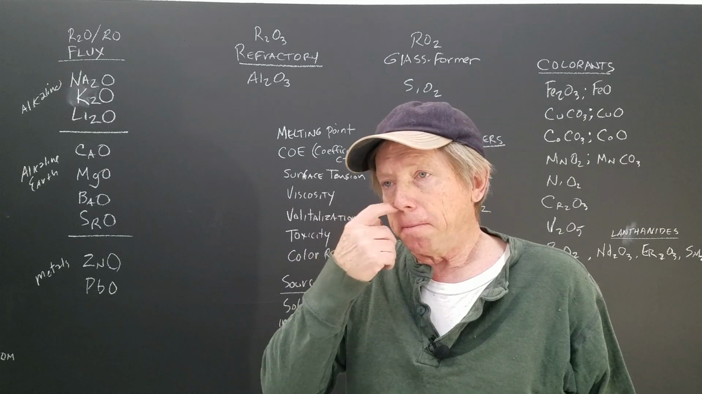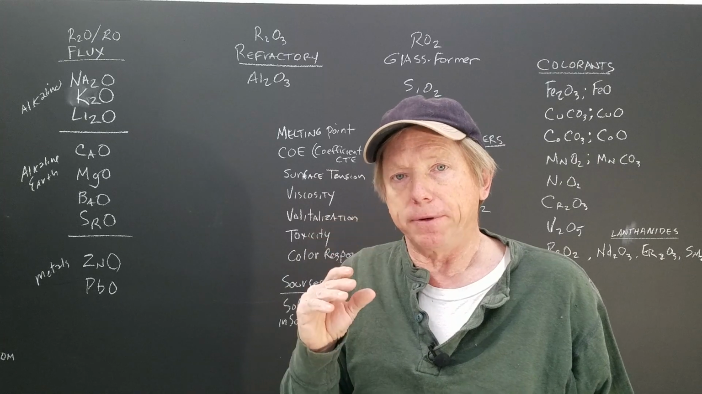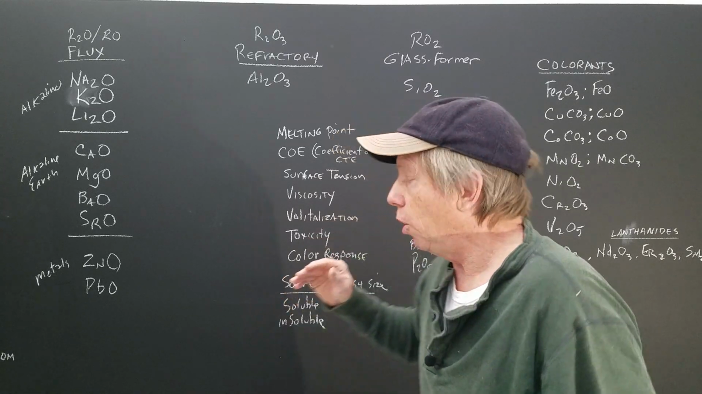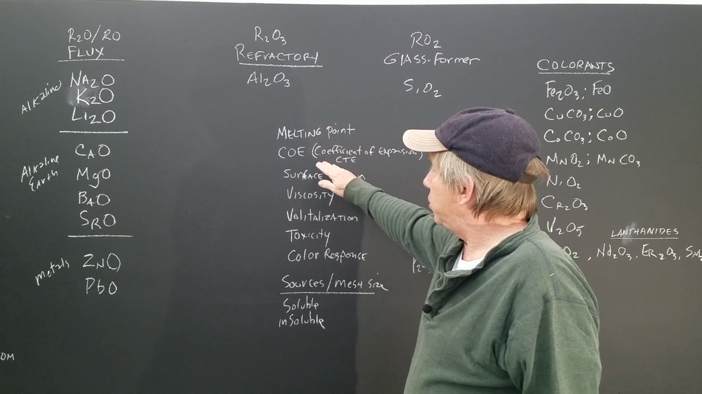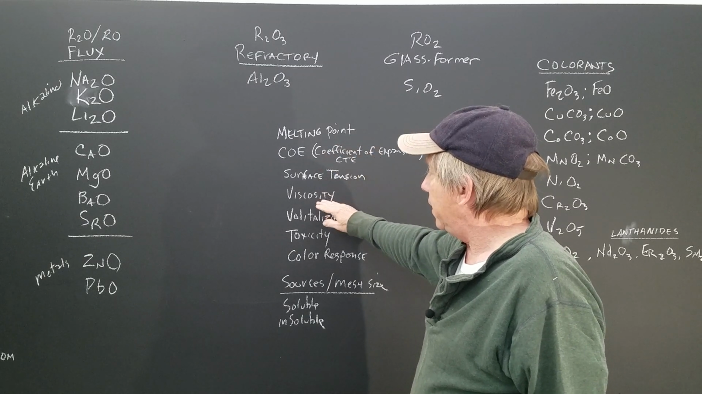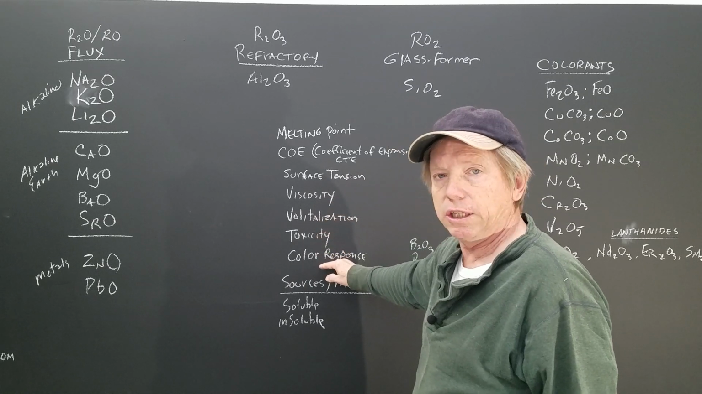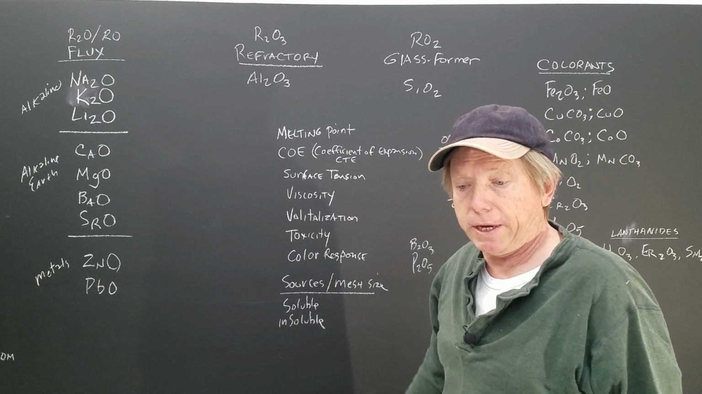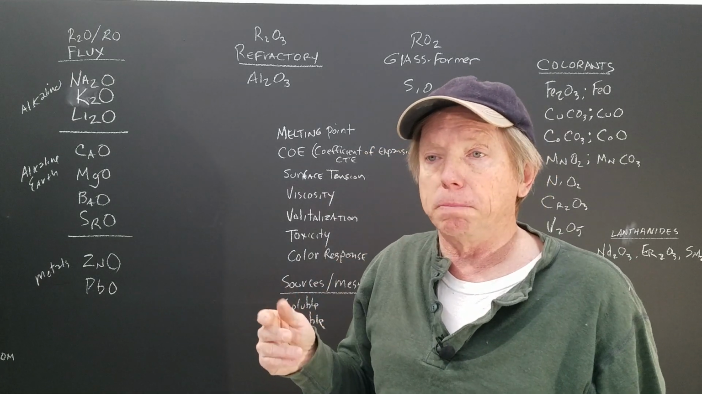So in my book on page 19 to 21, I have a description of the properties of oxides. In this case, we're going to be talking about melting point, coefficient of expansion, surface tension, viscosity, volatilization, toxicity, color response, sources, and mesh size. So all those are described on those 2 or 3 pages.